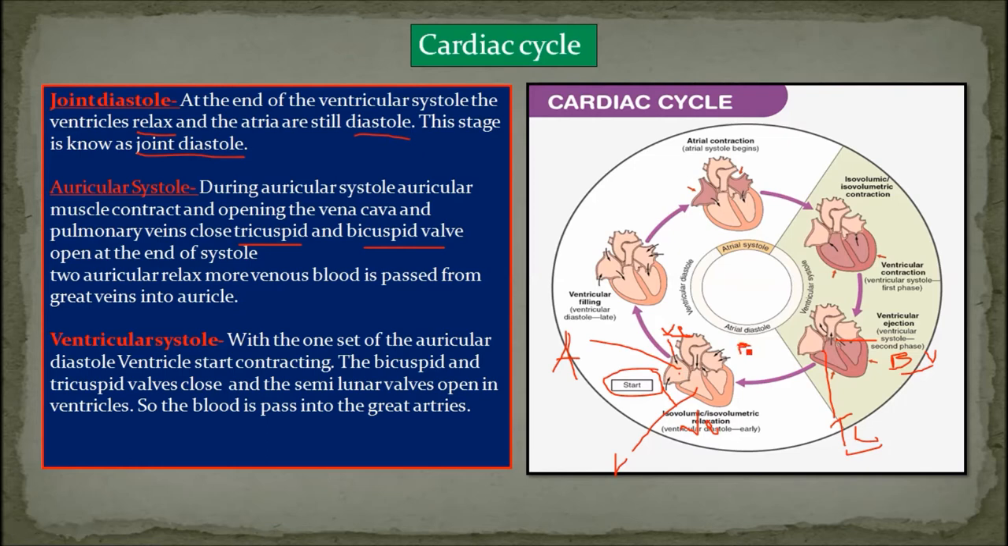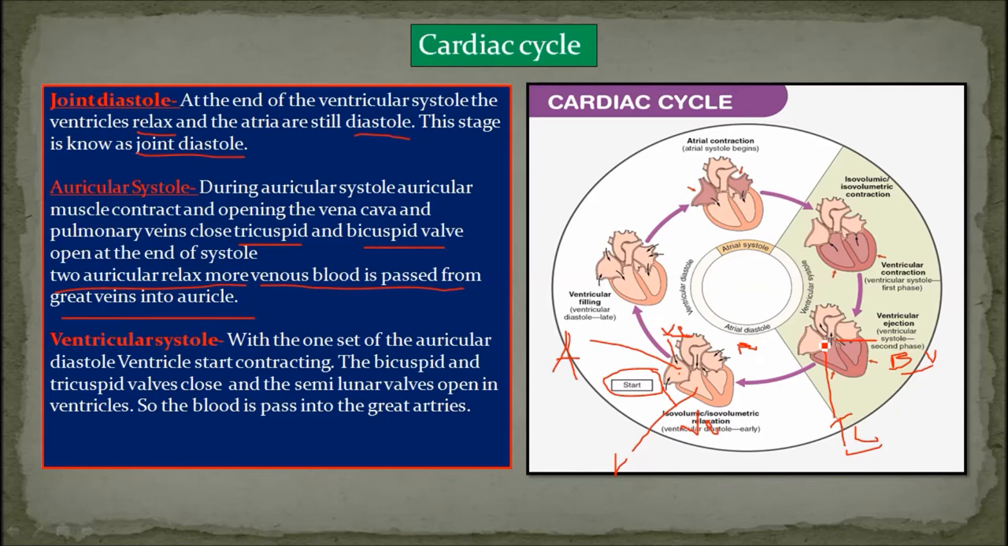And then what happened? When these two are in systole, the auricular systole, the auricular muscles contract, and the vena cavas are open and the pulmonary veins are closed. The tricuspid and bicuspid valves are closed. Then, when the two auricles relax, more venous blood passes from the great vein into the auricles. Then the two auricles are relaxed, which means they start the diastole.